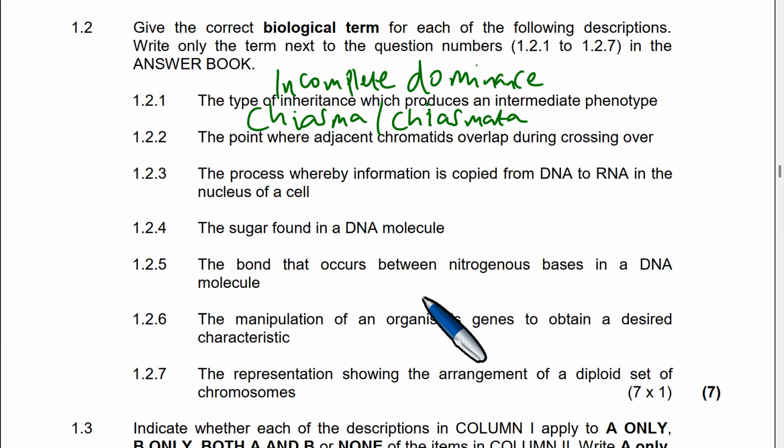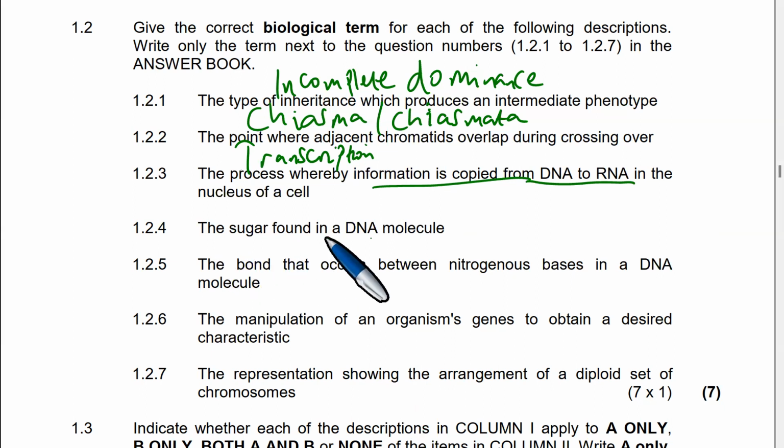The process whereby information is copied from DNA to RNA in the nucleus of a cell. What is that process called? It's called transcription. So what is transcription? It is the process whereby information is copied from DNA to RNA. Okay, there's 1.2.4, the sugar found in a DNA molecule.